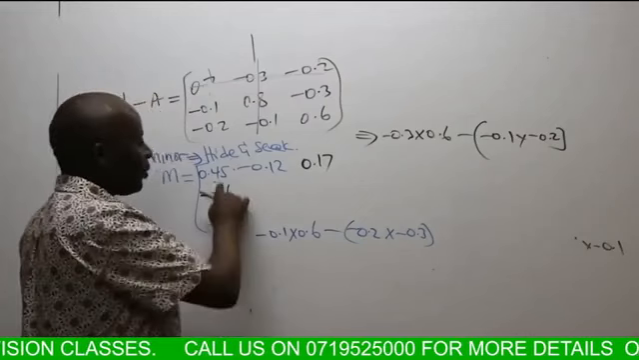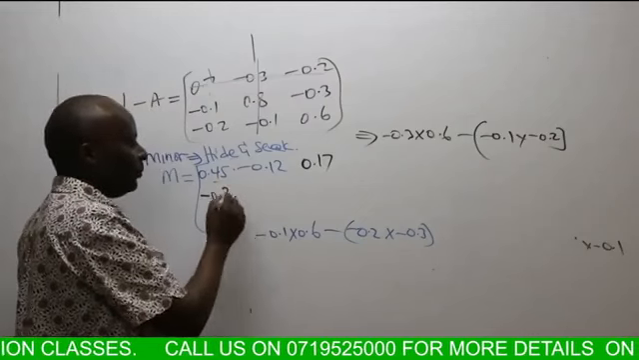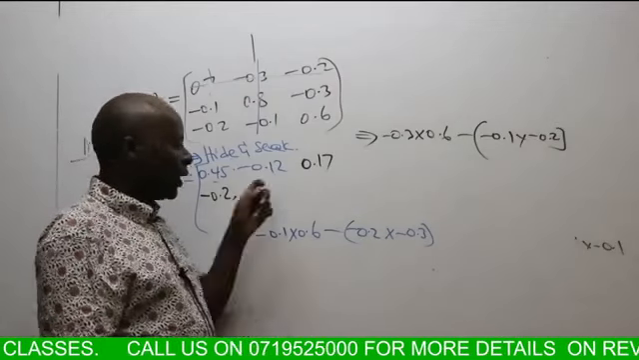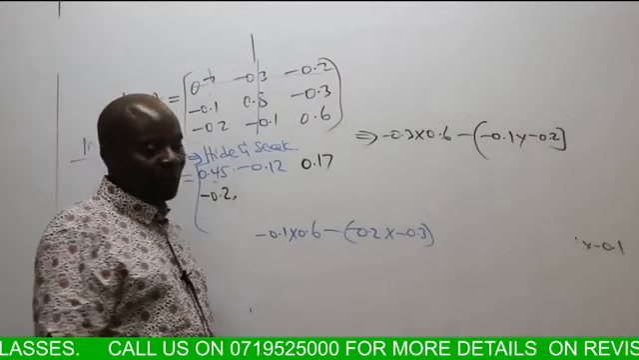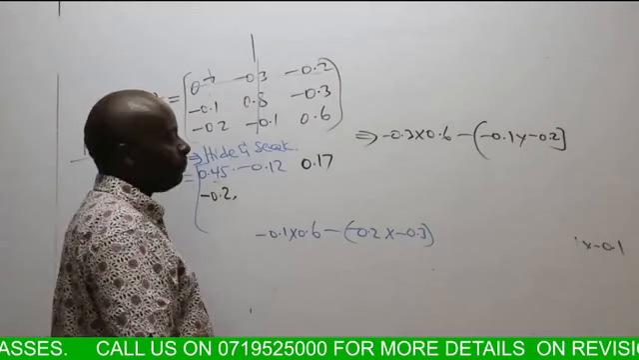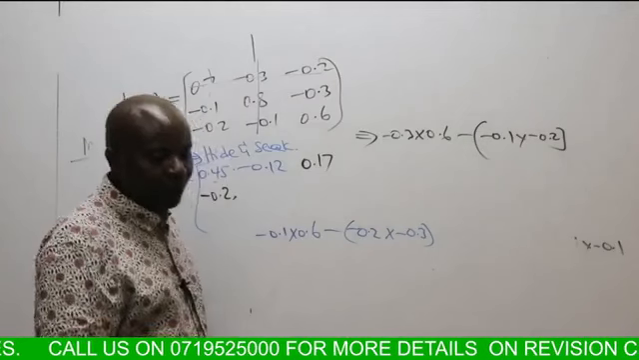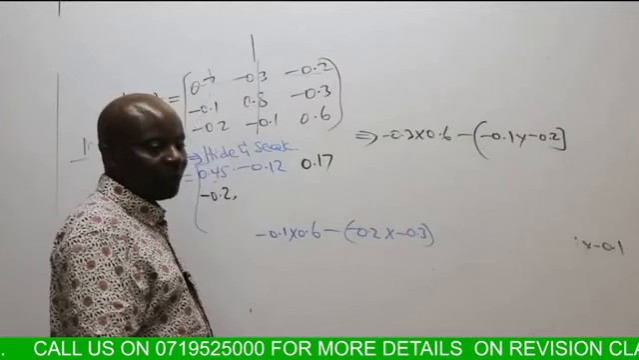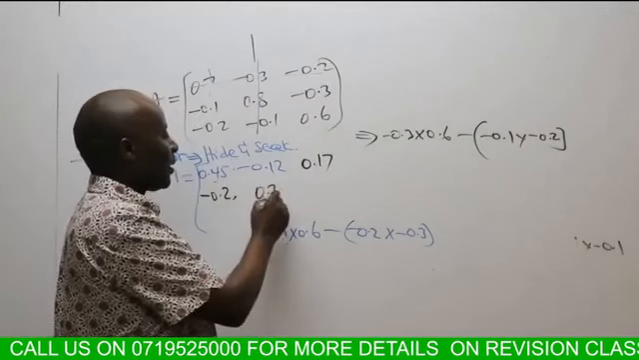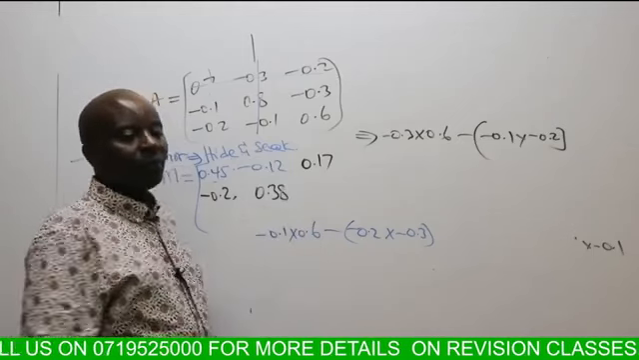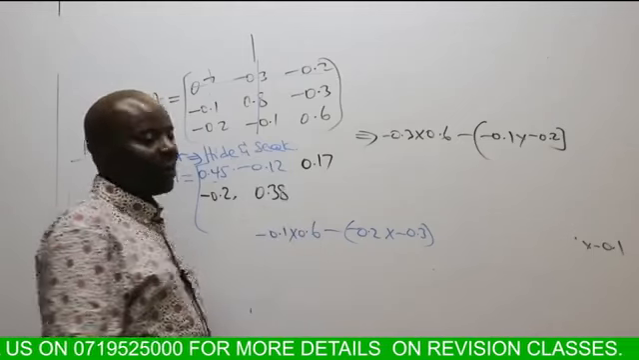Minus 0.2 seems to be popular. Thank you very much. How about the fifth figure? The fifth figure will be positive. Let's see, 0.38. That has been confirmed by two people.